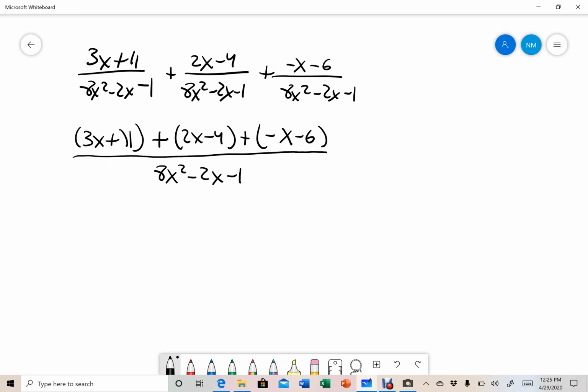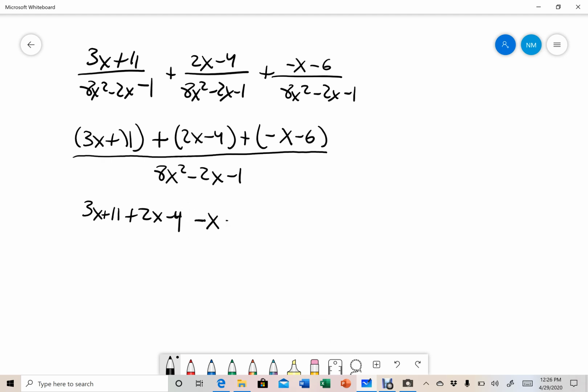So I've got 3x plus 11 plus 2x minus 4. And because I've got a plus here and a negative here, this is actually minus, not sure why I put that there. Sorry about that.